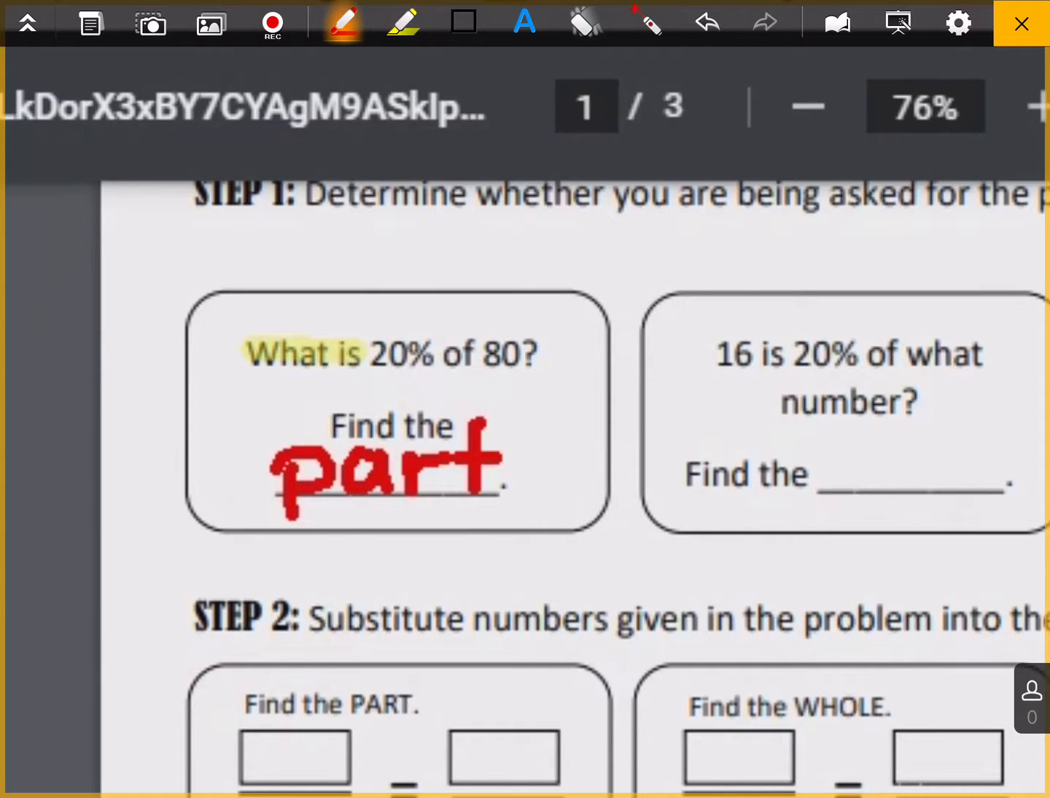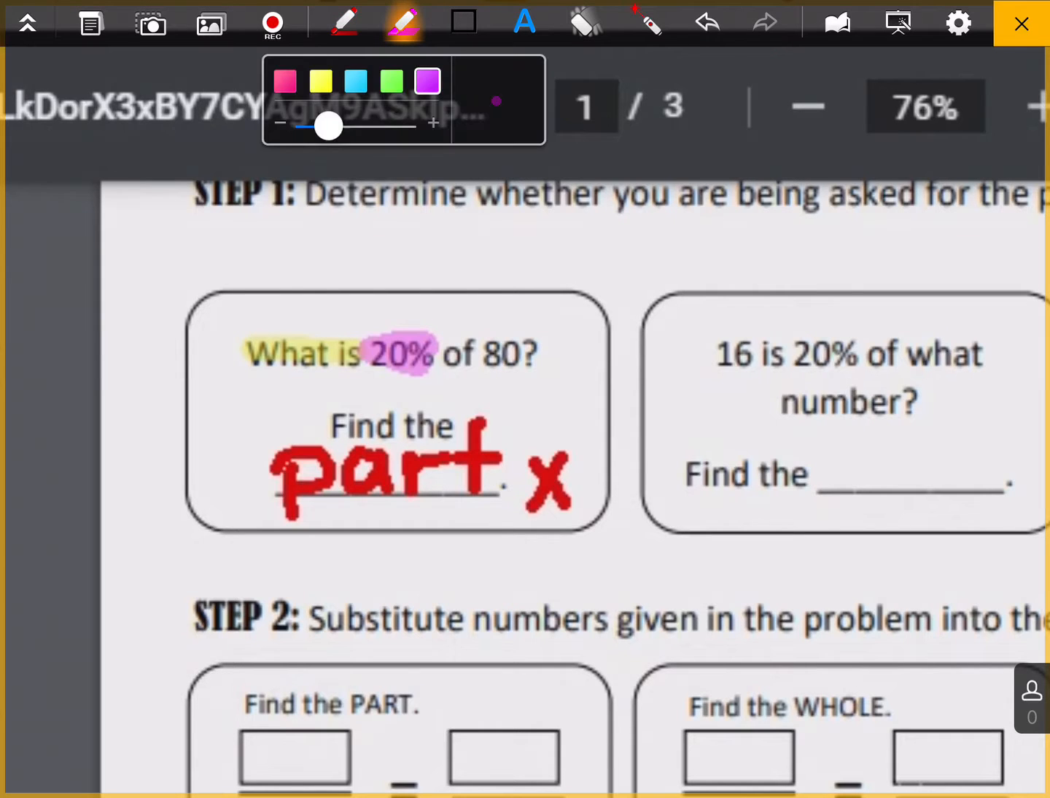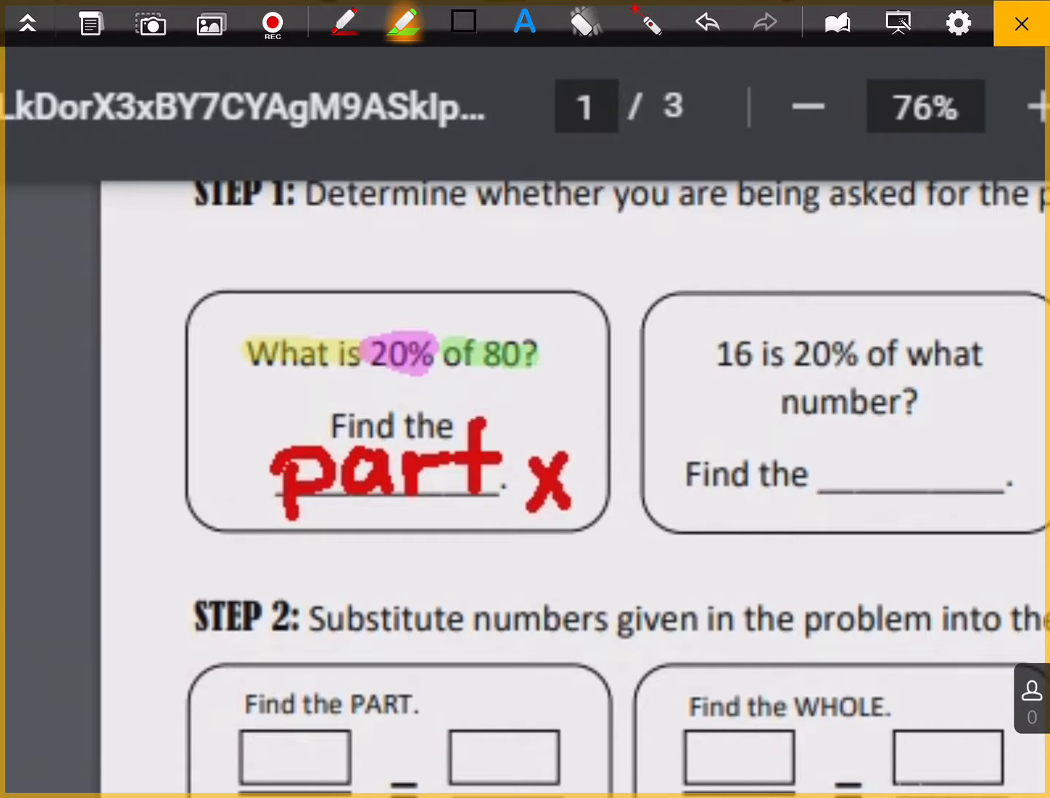So I know that I'm looking for the part, and that's what I'm going to call X when I set it up in step 2, but we also need to find the other pieces. We need to find the whole and the percent since we're looking for the part. The percent always has that percent sign, and then the whole always has the word "of." So we're going to be "of 80."